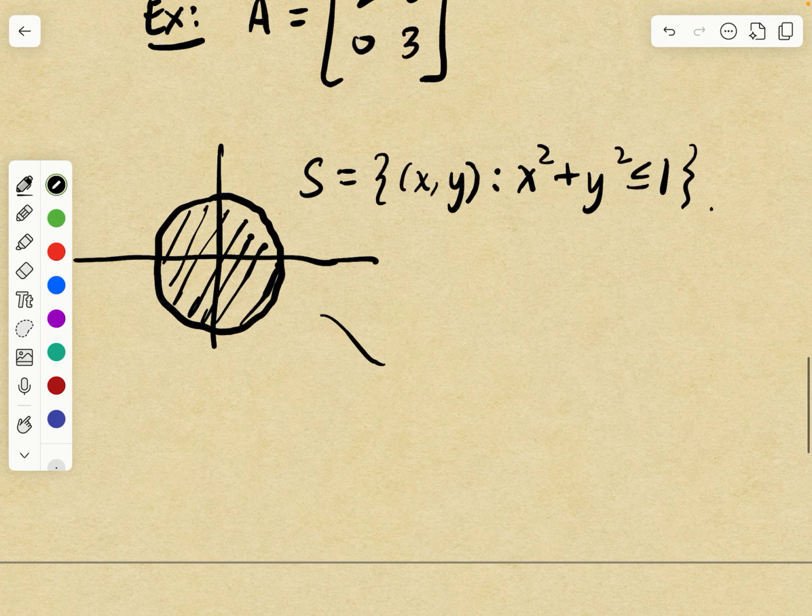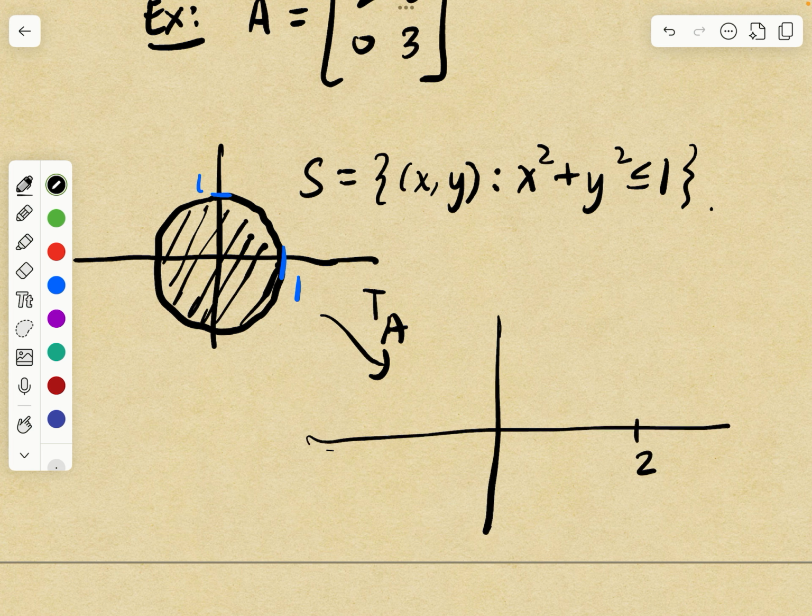And you look at where S goes under the transformation T sub A. Well, what's going to happen is that the point (1, 0) is going to go to (2, 0), and the point (0, 1) is going to go to (0, 3). This 2 is a little too far away. Maybe here. And if you imagine plugging in all the points, you're going to get this ellipse like this.